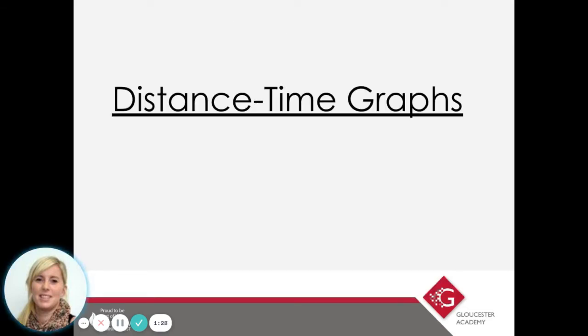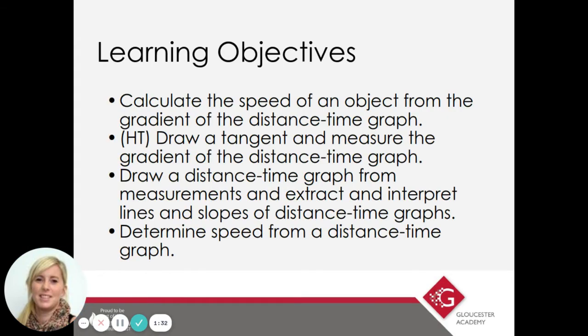Okay, so today we'll be looking at distance time graphs. And we want to be able to calculate speed, this time not from the equation, but from the gradient of the distance time graph, although it does incorporate parts of the equation. And if you're higher tier, we need to draw a tangent. So this is how we would do it from a curve, and then draw a straight line against it and work out the same process for the gradient.